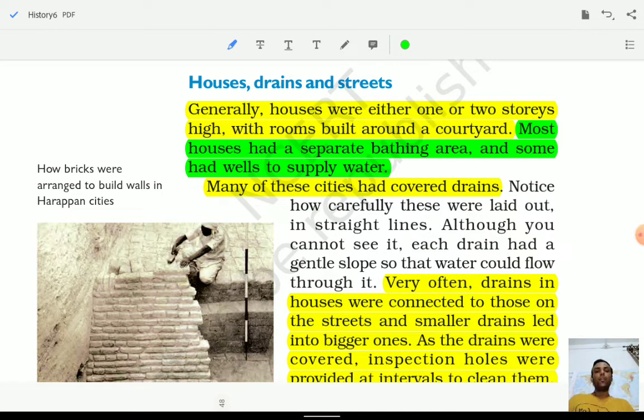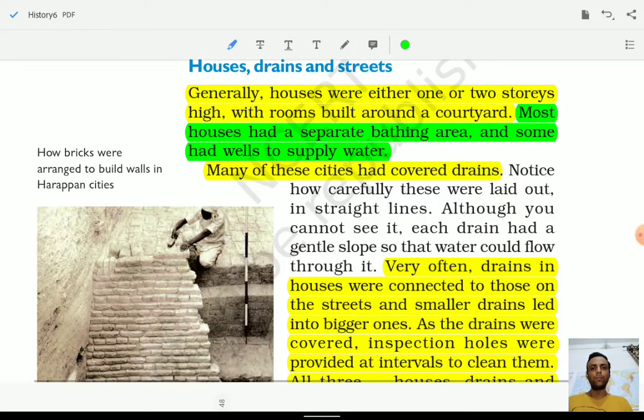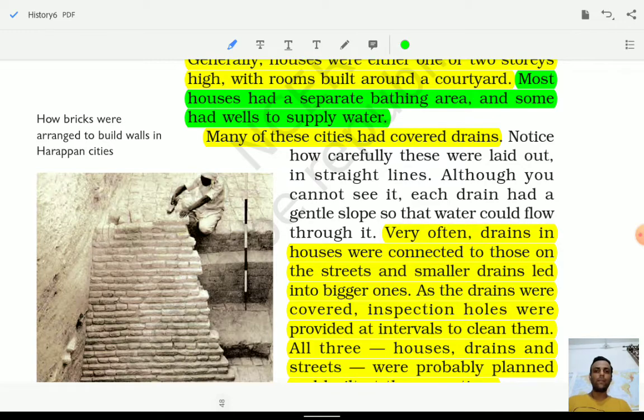With the rooms built around a courtyard, most houses had a separate bathing area and some had wells to supply water, which is a basic thing in Harappa, because of separate bathing areas and separate wells to supply water. So they were very neat and clean about these things, right?